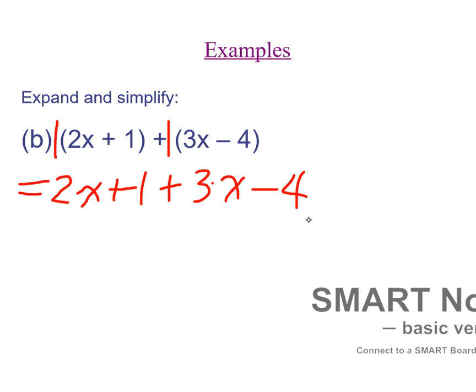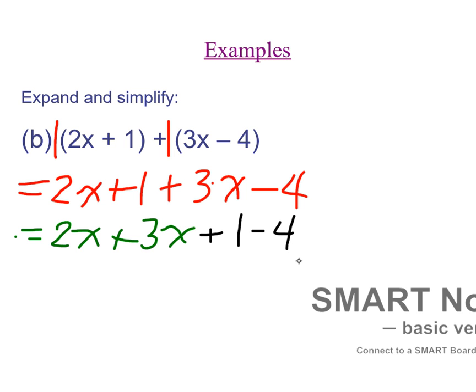Then we're going to do like we did on the last one, where we're going to put our like terms together. We put our x's together, and we put our constants together, and then we simplify. So we're going to get 5x, and 1 minus 4 is negative 3, so we get 5x minus 3, and that's our final answer. So that was if we were adding. It was kind of like we're adding two polynomials together.